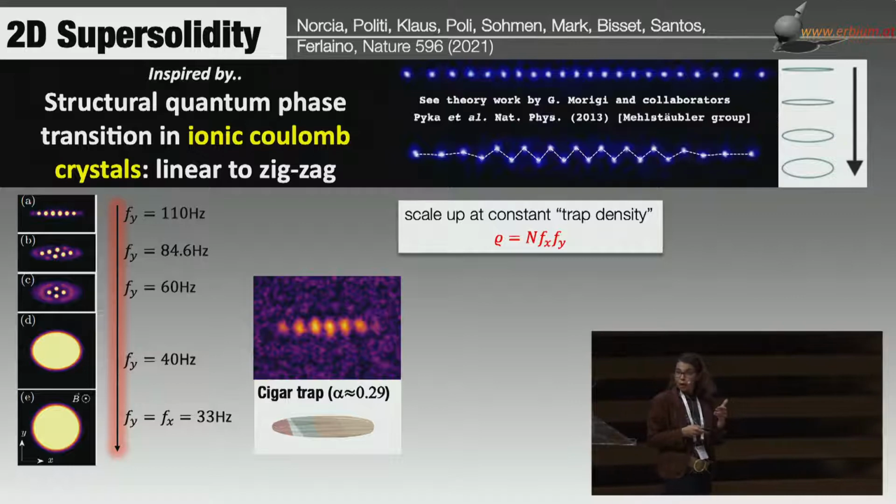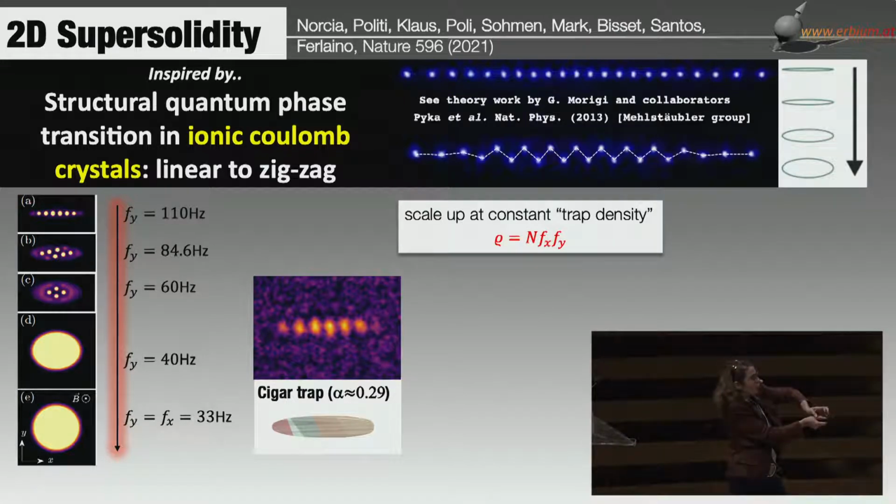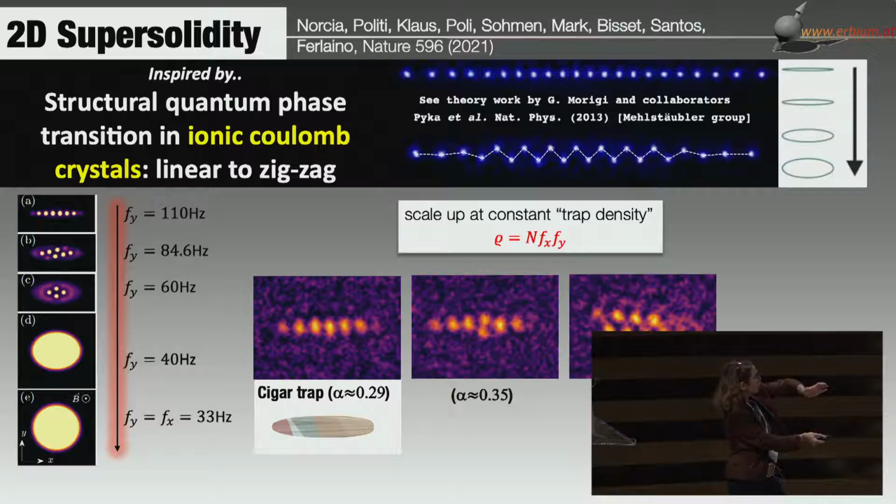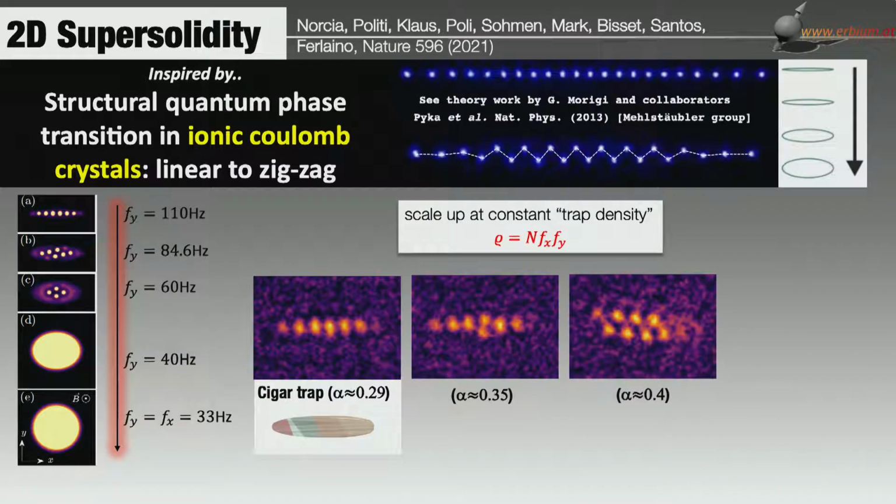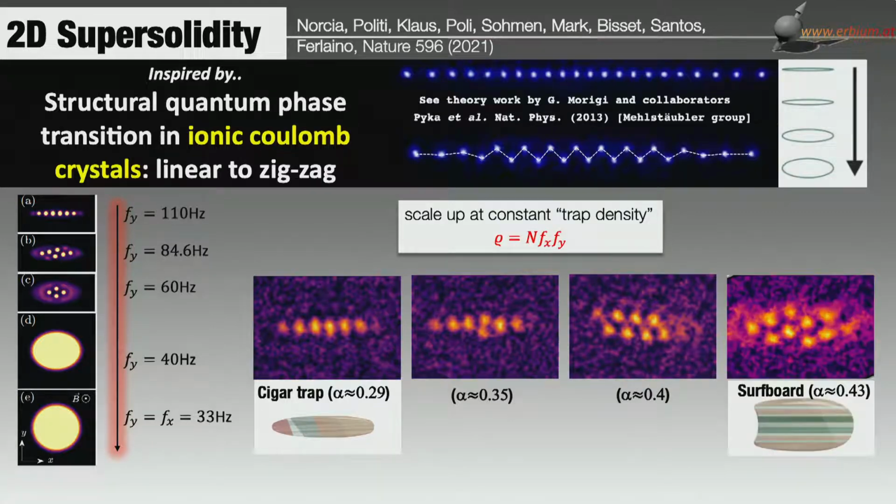It was a major effort because increasing the atom number in the system was not so easy. So this was a linear chain. And now we start to increase the atom number and open the trap. You start to see that it's appearing like two, and here is more zigzag. And then if you open further, you start to have an even more extensive state in this type of surfboard trap, as we call it.